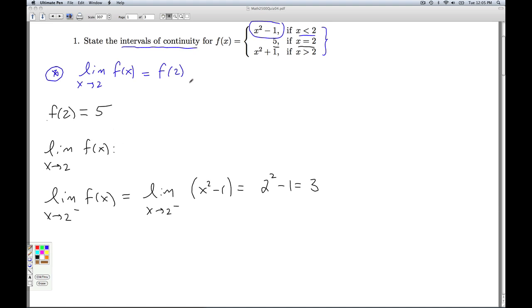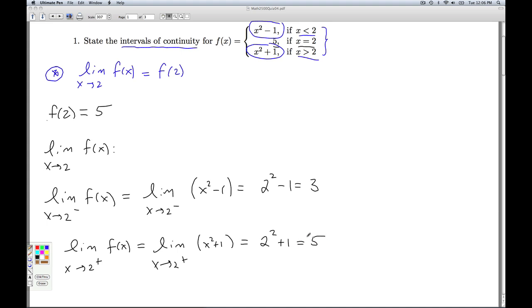However, maybe it's continuous from one of the two directions. Let's look then as we come into 2 from the right. So now we're plugging in numbers that are 2 plus a little bit, so things that are a little bit bigger than 2. And when x is greater than 2, we use x squared plus 1. Since it's a polynomial, we can just use the substitution rule, and that gives us 5. So as we come in from the left, we get 3. As we come in from the right, we get 5, and that matches the function value.